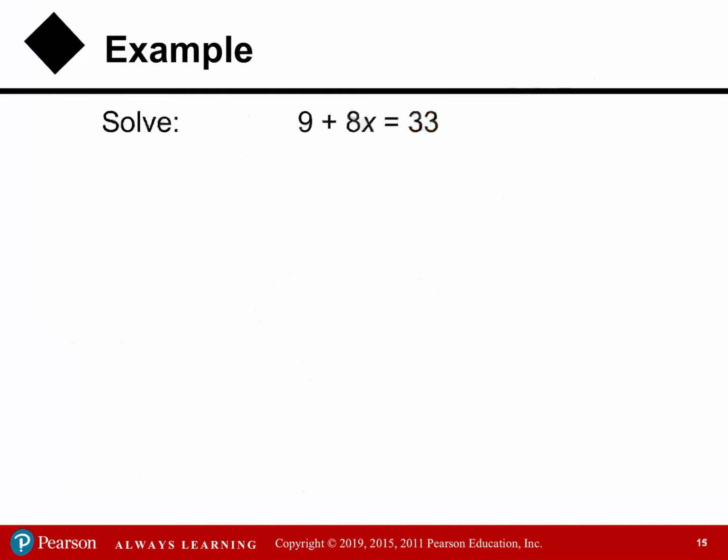All right, let's put this all together using both our addition property and our division property. So we did examples where we use each one of these separately. Let's do an example where we do them both together. So we have 9 plus 8x equals 33. Our question is asking us to solve. So this means get x by itself. That's what it means to solve.